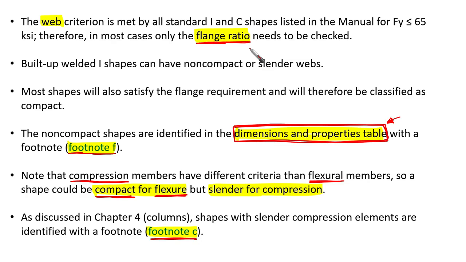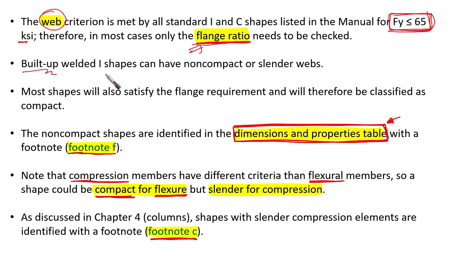The web criterion is met by all standard I and C shapes listed in the manual for F yield less than or equal to 65 ksi. Therefore, in most cases, only the flange ratio needs to be checked. Here we are talking about something important. Webs are going to be compact for shapes having F yield less than or equal to 65 ksi. Sometimes we need to check the flanges.